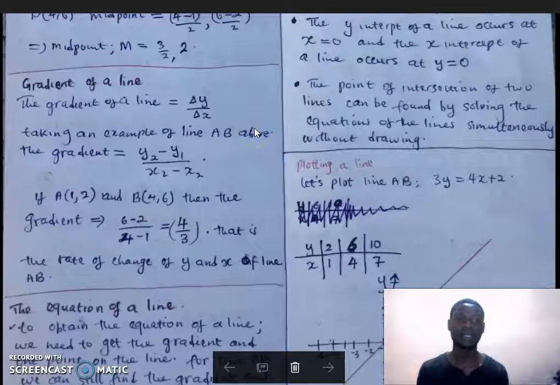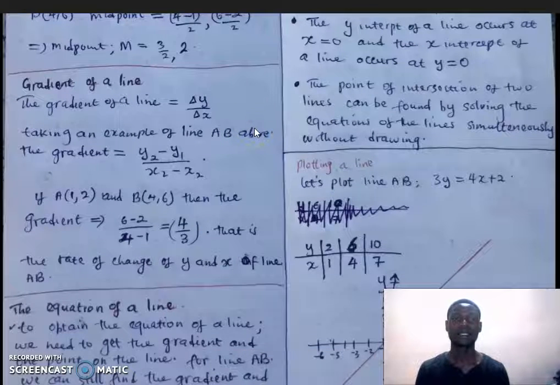Now let us move ahead and discuss the gradient of a line. We all know that the gradient of a line, or gradient of anything, equals the rate of change at which that thing changes with time. For example, if a line is sloping, then there is a rate of change in the y coordinates and a rate of change of the x coordinate. So if we take the change of y coordinates divided by the change of x coordinates, then we are going to get the gradient of that line.